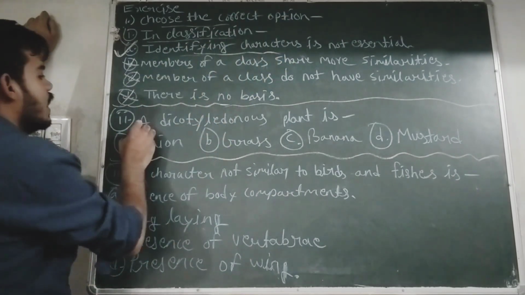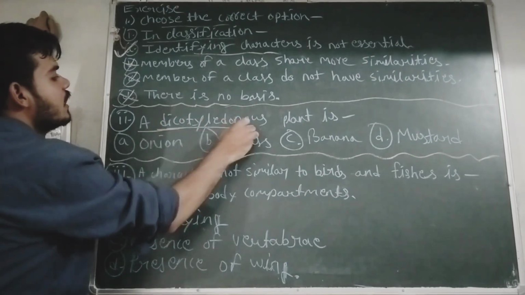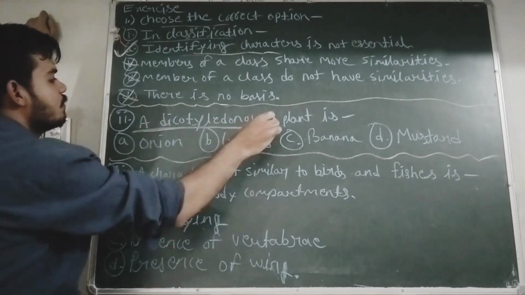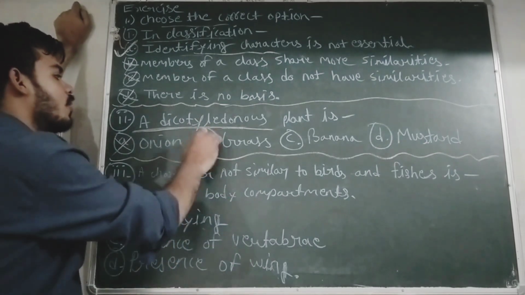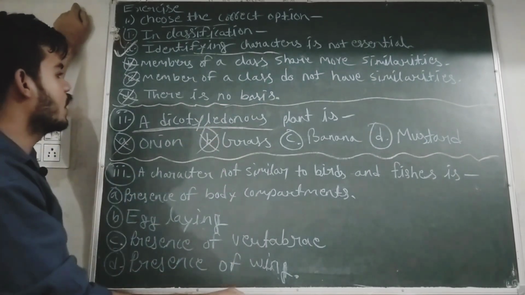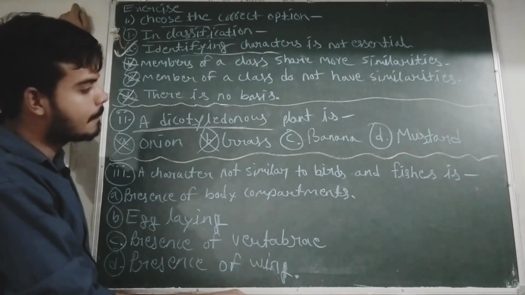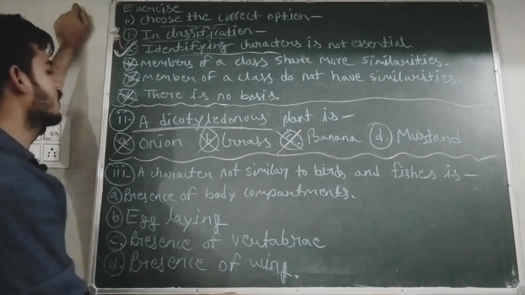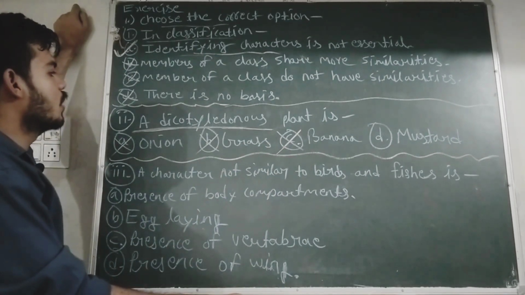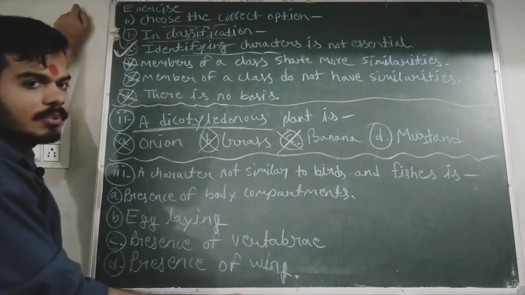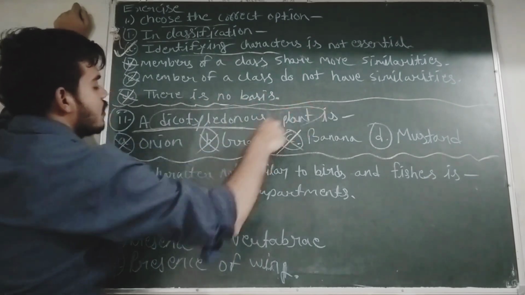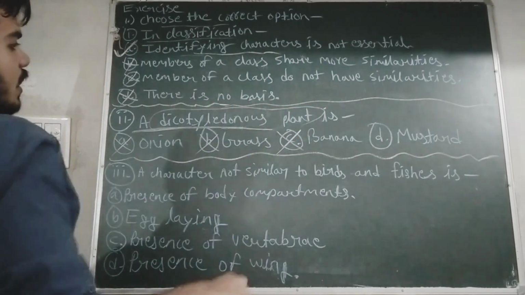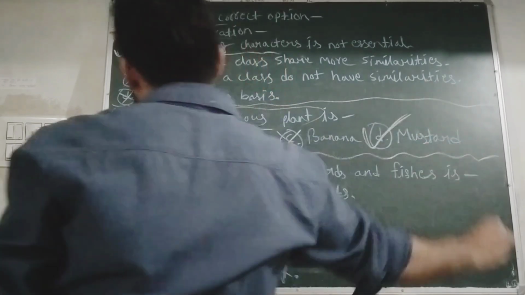The second question is which is a dicotyledonous plant. Onion is not dicotyledonous. Grass is also not a dicotyledonous plant, and banana is also not a dicotyledonous plant. But mustard is a dicotyledonous plant, so the answer is mustard. Option D is the right answer.